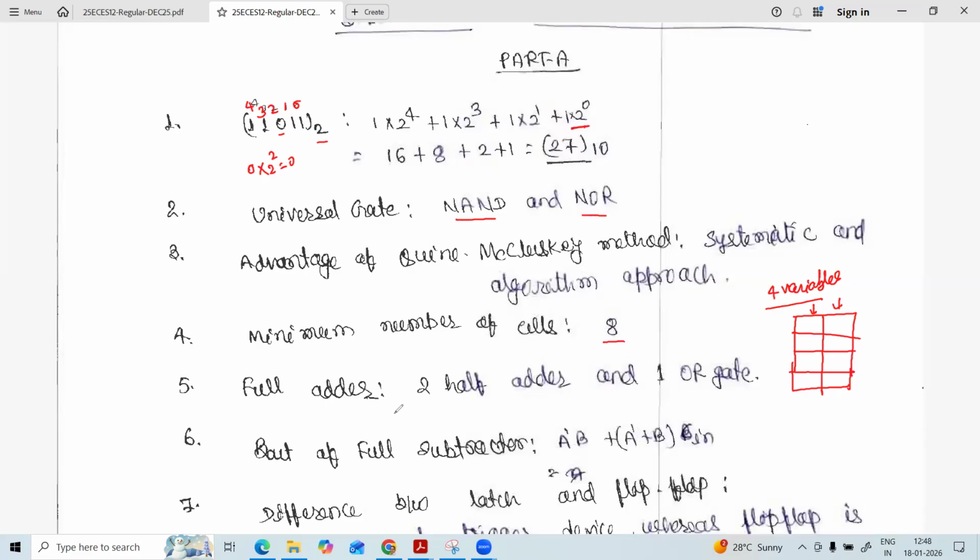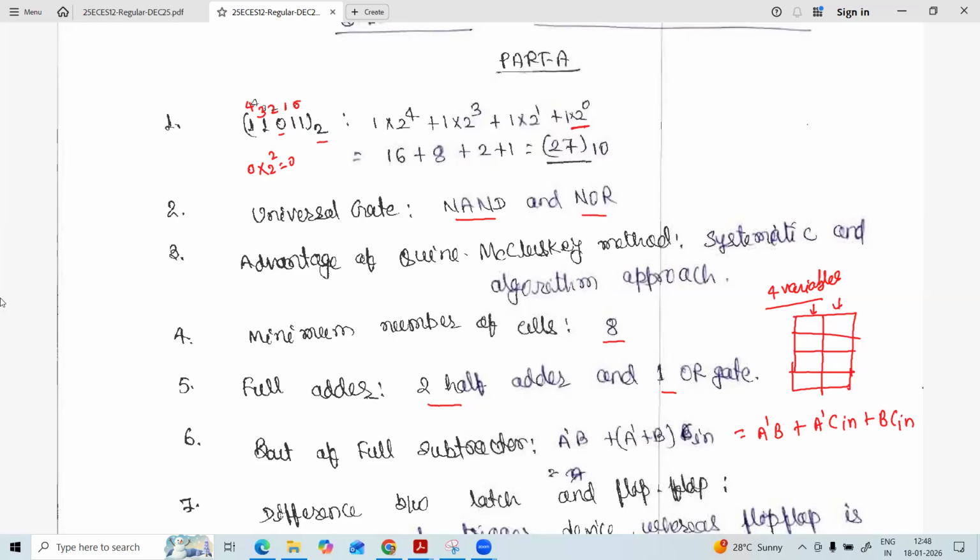Next, how do we design a full adder with the help of half adders and an OR gate? For that we require two half adders and one OR gate. Next we have to write the borrow in case of a full subtractor. That is given as (A'B + A'... ) overall multiplied with Cin. Or you can also write it as A'B + A'Cin + BCin. So that is correct. If somebody has written Cin also, okay, that is also correct.